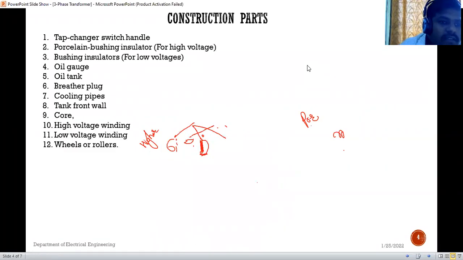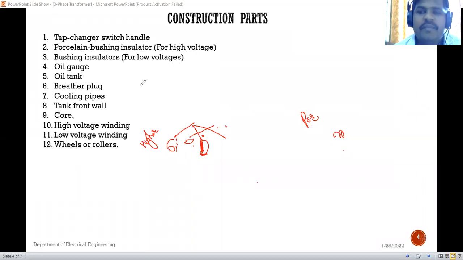the next point is nothing but the oil gauge. Okay, so see, we are using insulating material for the coil. What insulating material are we using for the coil? Oil is used, that is mineral oil. So to measure the quantity of that mineral oil, an oil gauge can be used. Okay, so see this 3-phase transformer, or it may be a power transformer, it is a big transformer.